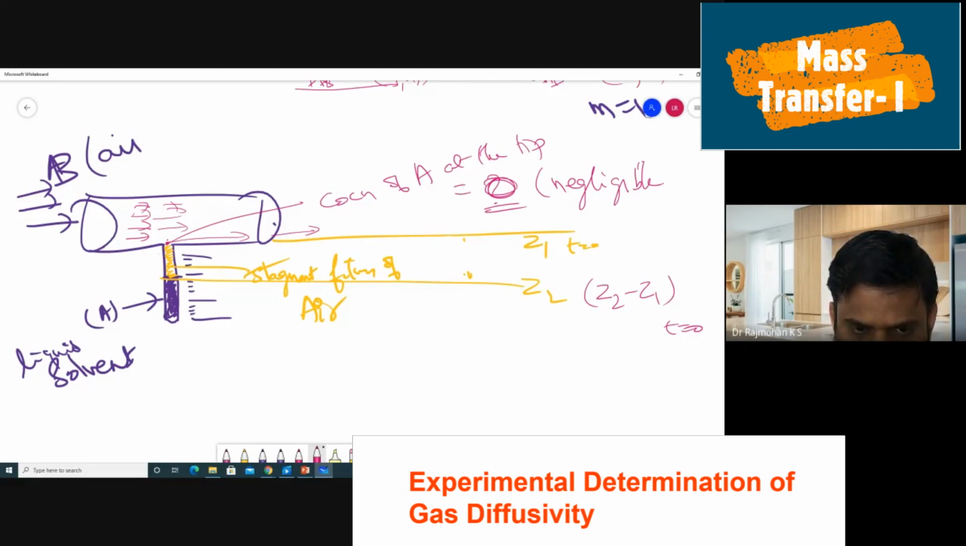And what about this surface? It is not the liquid that is diffusing through the stagnant film. It is not the liquid that is passing through the stagnant film. What is diffusing then?